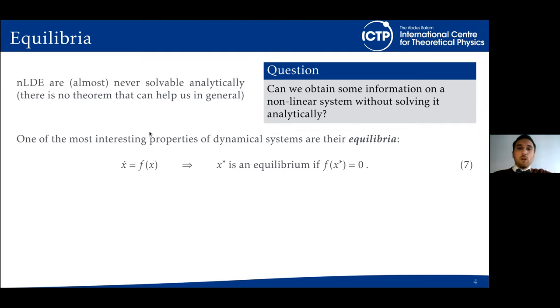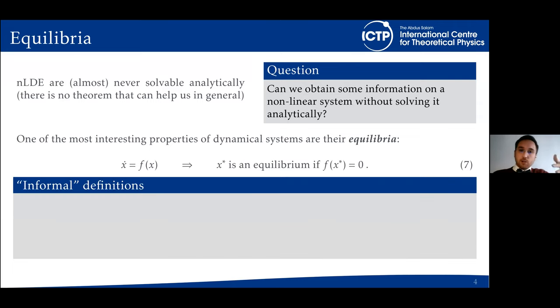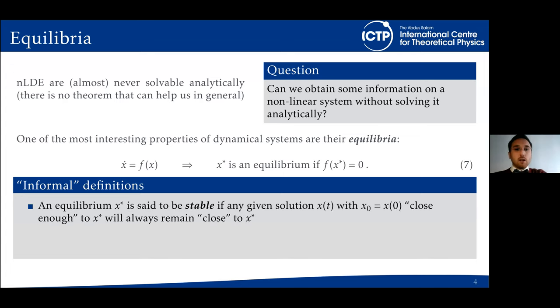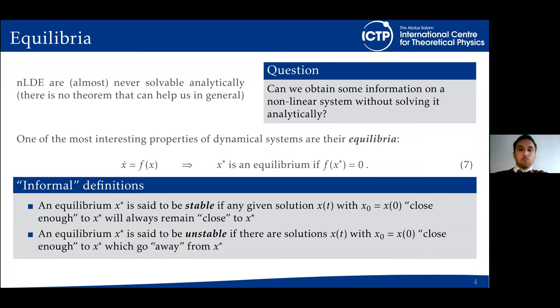Now, what people generally want to do with equilibria is understand if they are stable or unstable. So we need some notion of stability and instability to study them. So let me introduce some very informal definitions of stability and instability. I will make these definitions a little bit more formal in a few slides, but I just want you to get an intuitive idea of what I mean. So, in general, an equilibrium is said to be stable if any solution of the system that starts with an initial condition that is close enough to the equilibrium will always remain close to x star. Now, of course, this notion of closeness, close enough, is anything but rigorous, but still, I just want you to get the intuitive idea for now. On the other hand, an equilibrium is said to be unstable if it is not stable. So if we can find solutions of the equations that start close to the equilibrium and eventually go away from it.